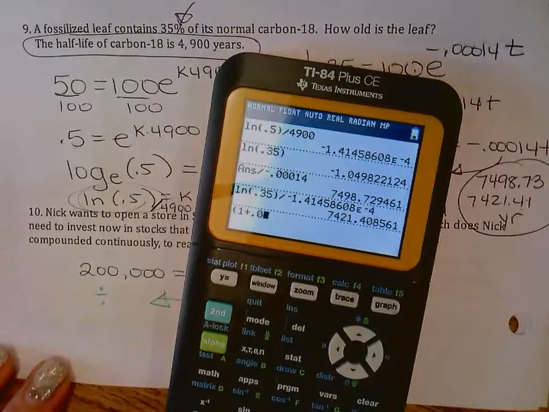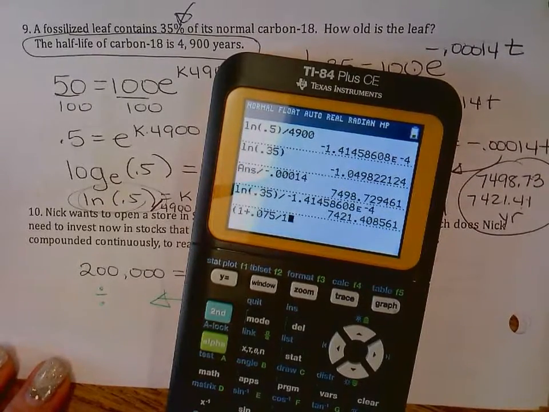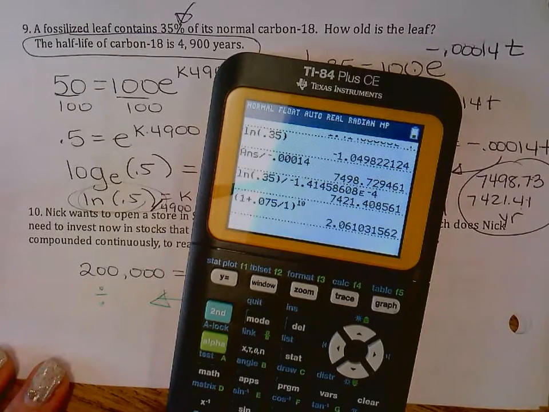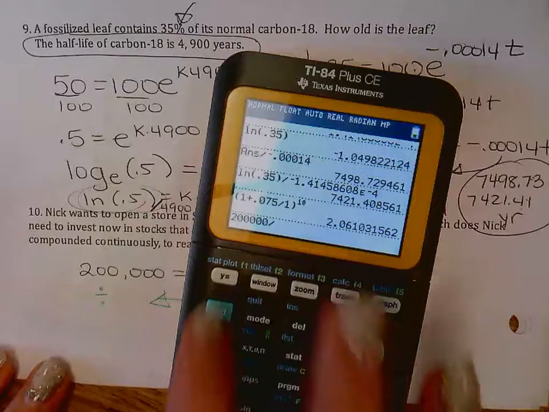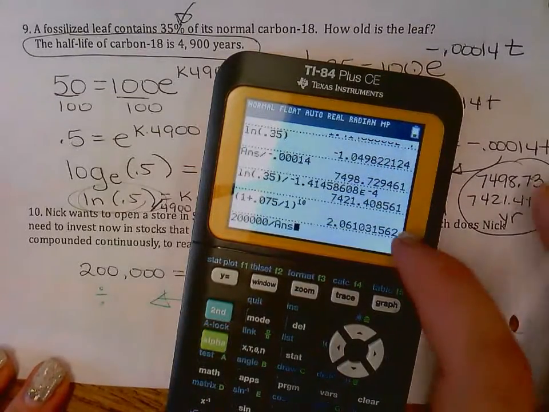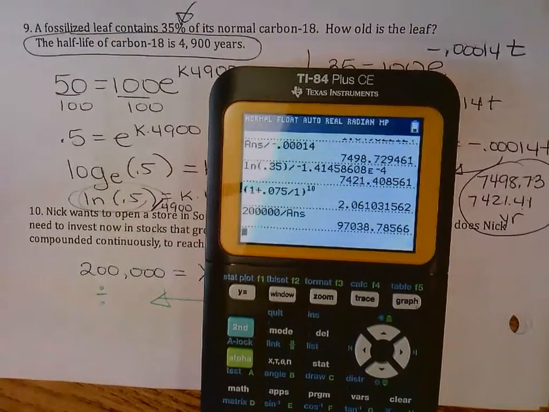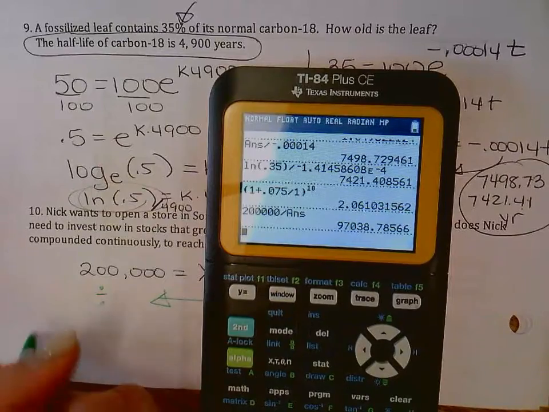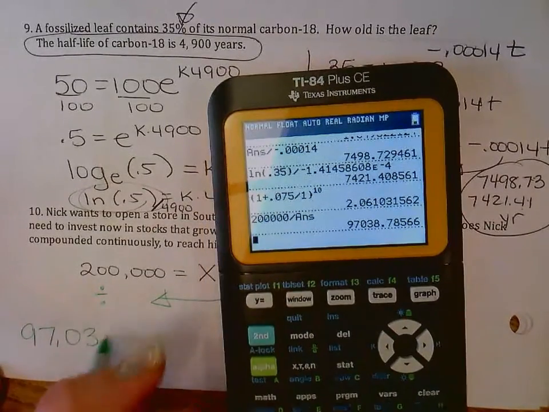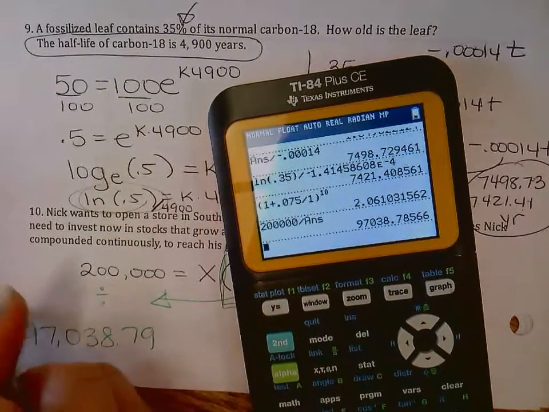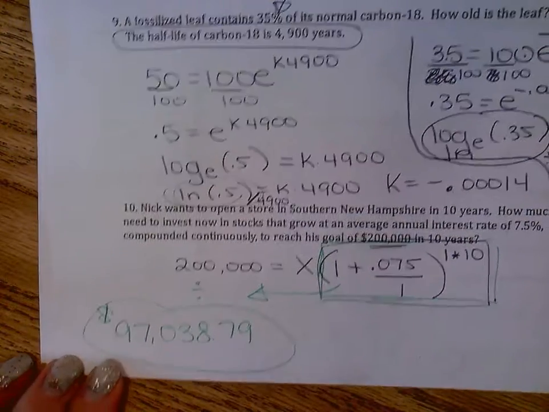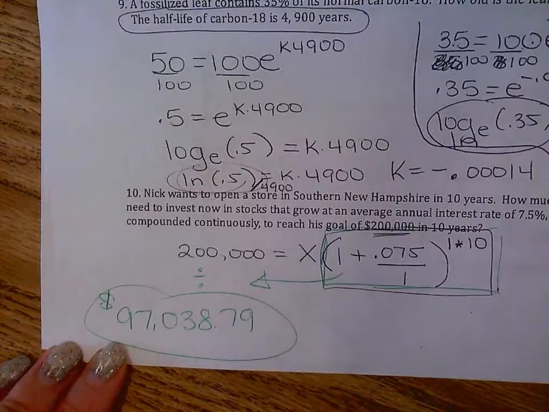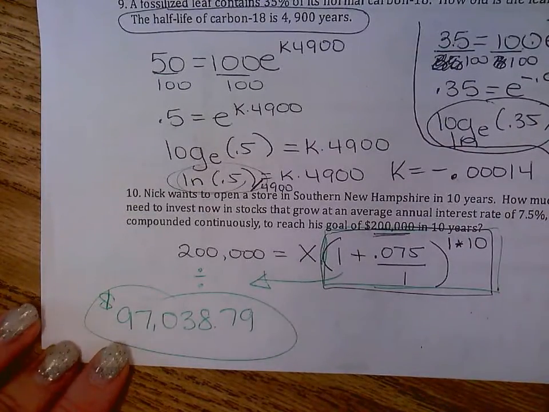1 plus 0.075 divided by 1 raised to the 10th power. Is that number 2.06? I'm going to take my 200,000 and divide by that number, my answer should be about $97,038.78. So if they invest this much in stocks now, in 10 years, they should have their $200,000.